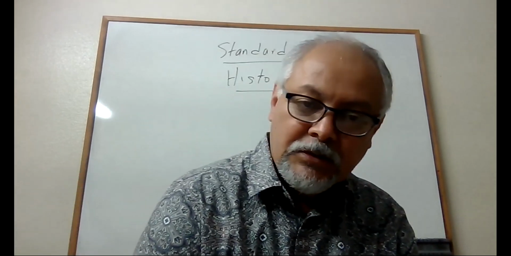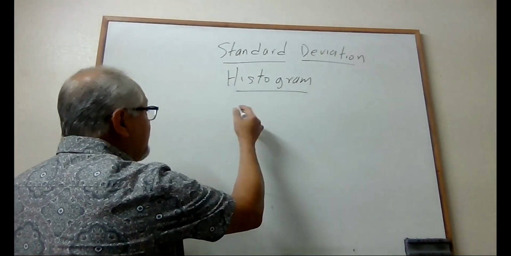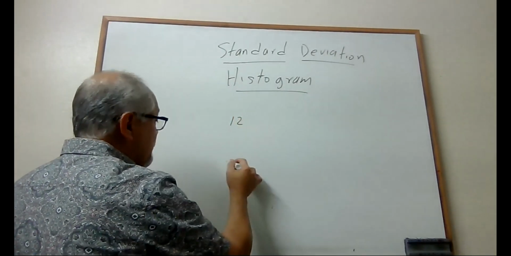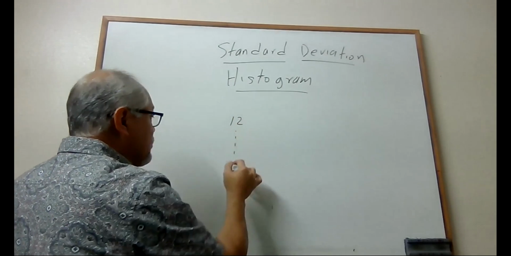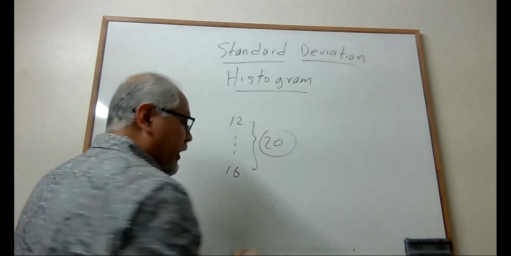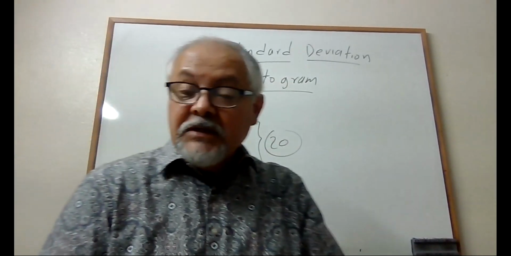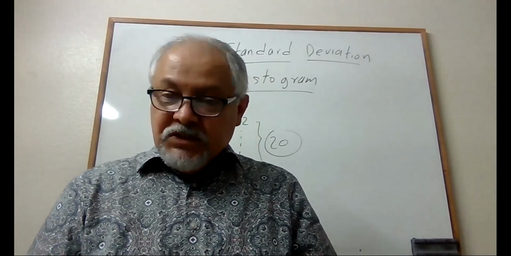Imagine that this is your data right here, going from, let's say, 12 to maybe 16. The total is going to be 20 trials. Now, using this information, let's plot the histogram, and also let's find the normal distribution.